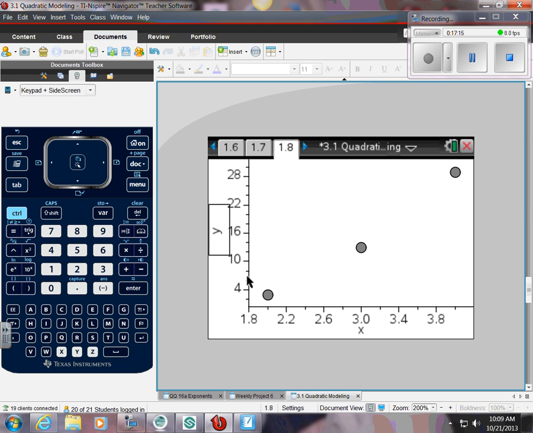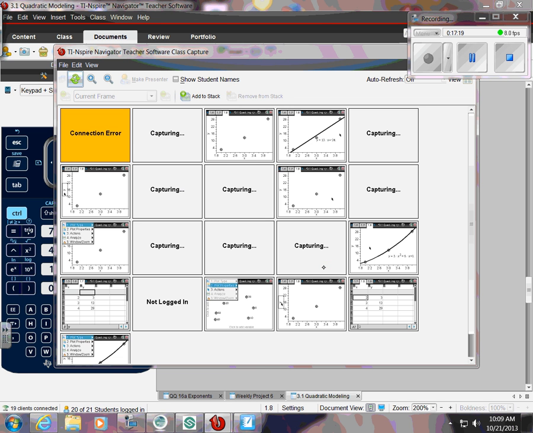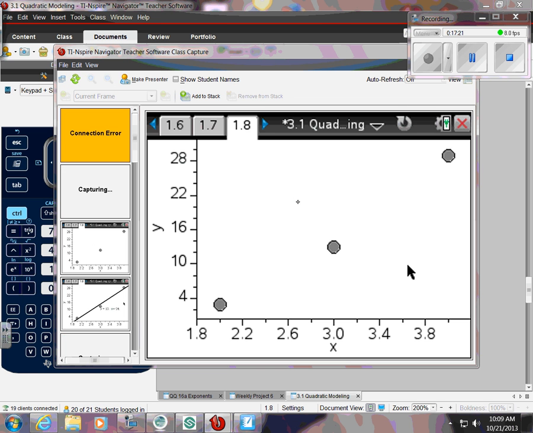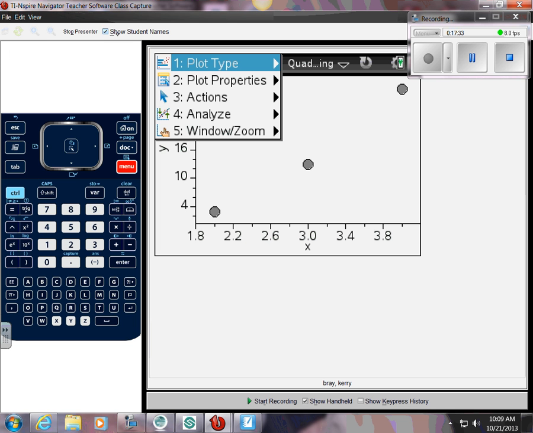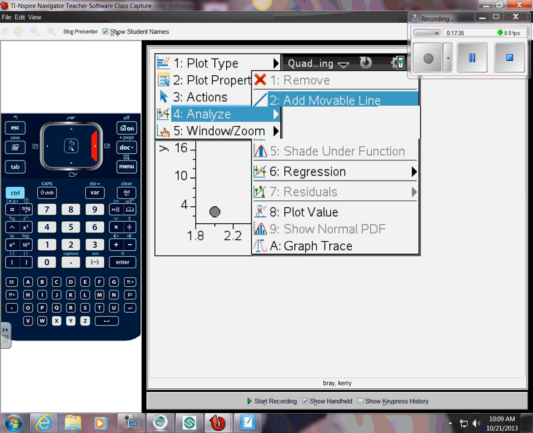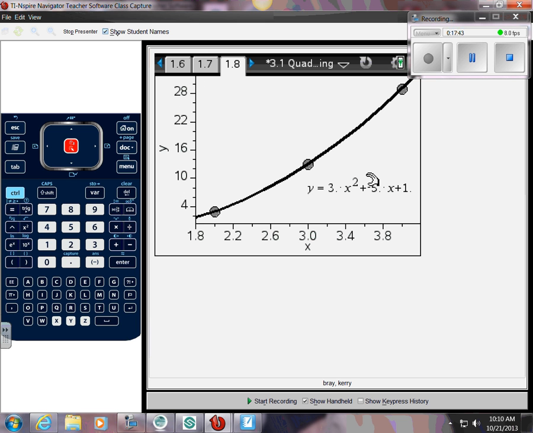Who remembers? Hold on. I'm going to make somebody do it for me. Somebody that hasn't touched it yet. I don't know who this is. They're making you work. Carrie. Okay, I want the quadratic regression. Somebody walk her through it. Menu, good. She's getting there. A little lag. Okay, good. So here is our quadratic.